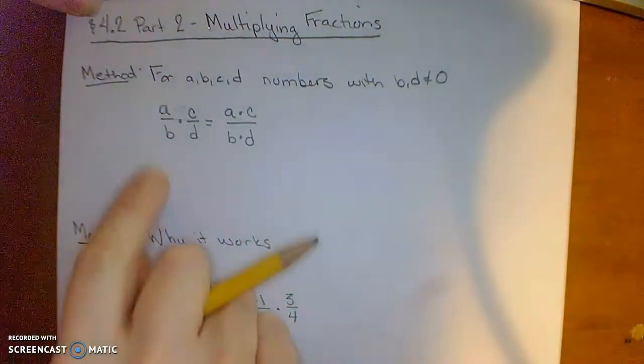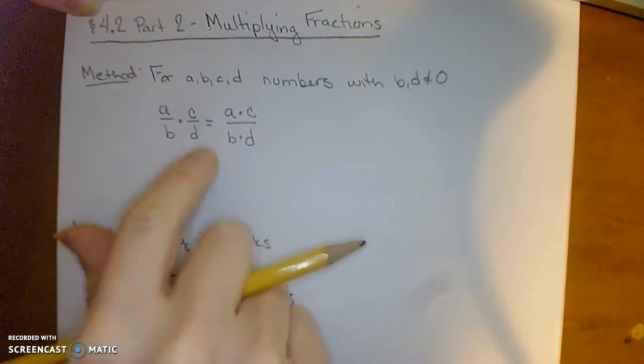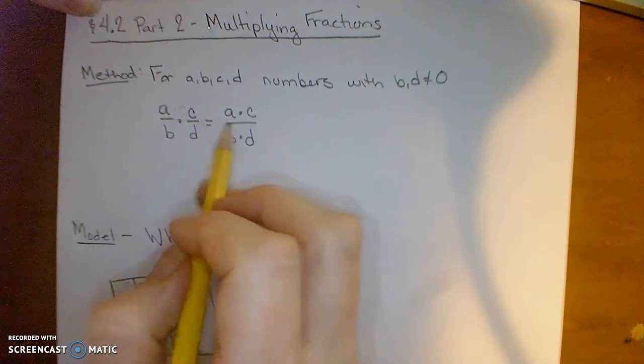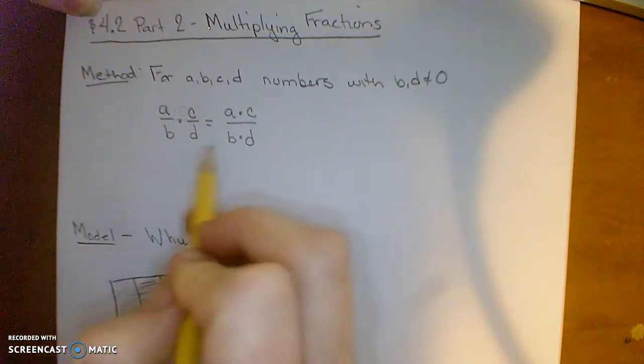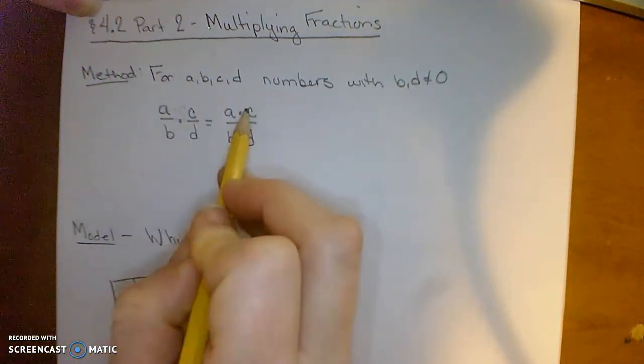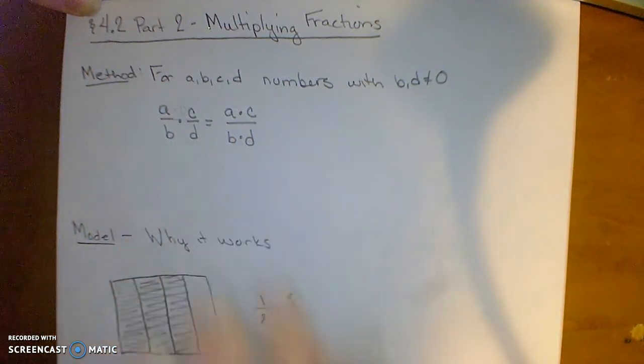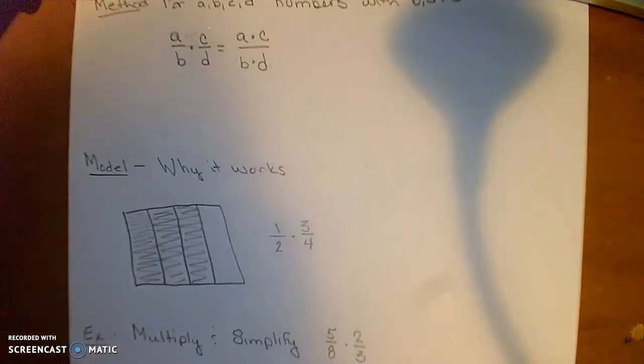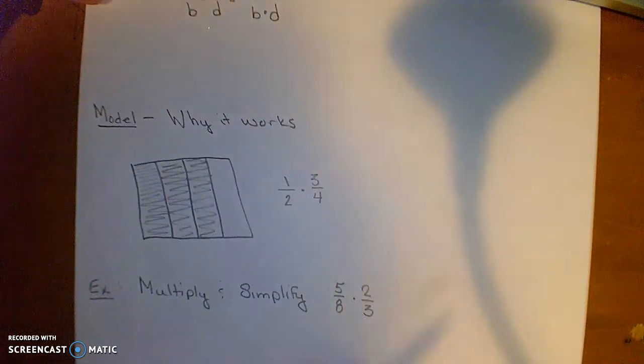The method is, if you have two fractions, a over b times c over d, to multiply those together, multiply numerators, multiply denominators. So a times c over b times d. Now, here's a model for why it works.